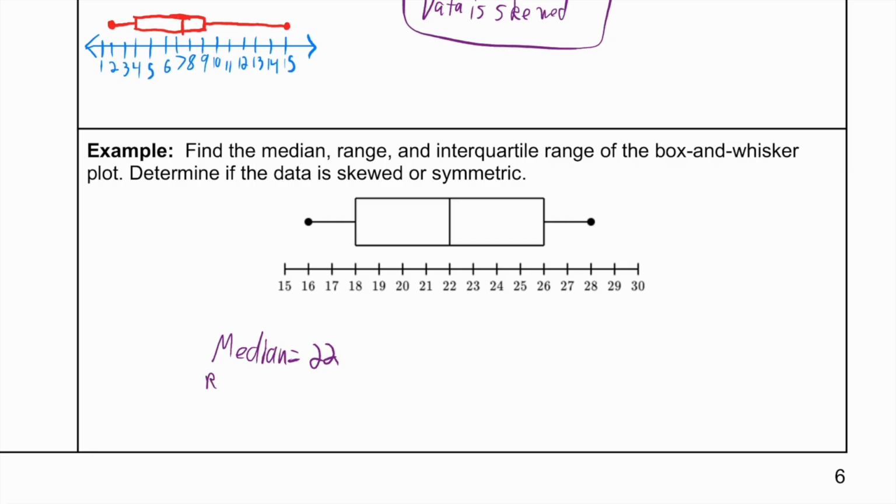Now the range is whatever the max is minus the minimum. Max is 28, minimum is 16. Those are the whiskers. 28 minus 16, that's 12.